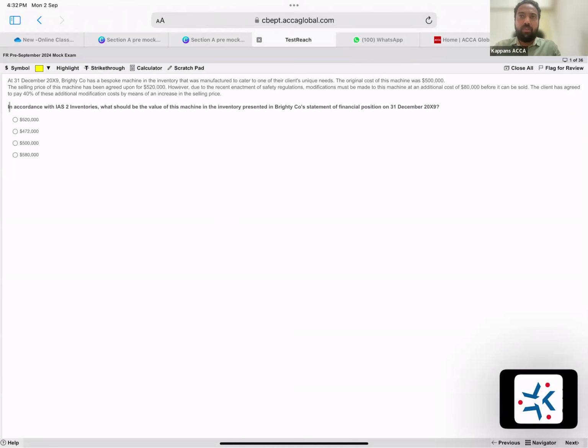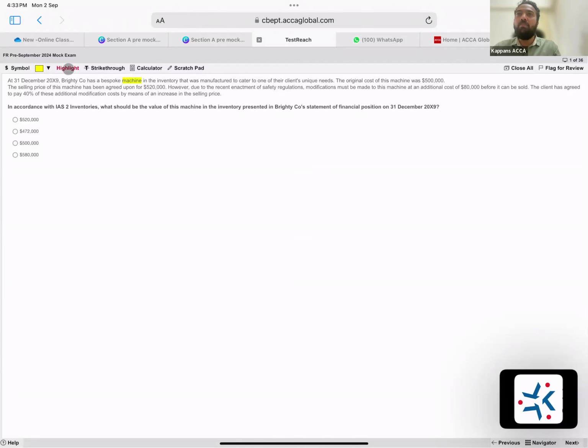In the first question, if you read the requirement, it says in accordance with IAS 2 Inventories, what should be the value of this machine in inventory presented in Brighty Company's statement of financial position at 31st December X9. So it is asking about the value of machine in inventory. Now let's read the scenario. At 31st December X9, Brighty has a bespoke machine in inventory that was manufactured to cater to one of their clients' unique need. So they are actually manufacturing machines.